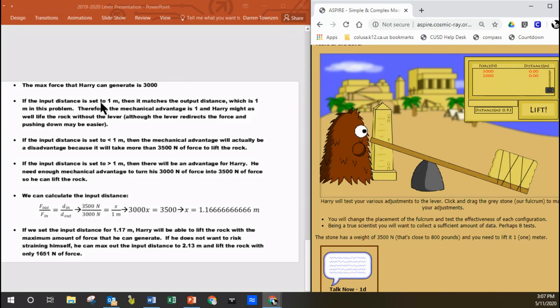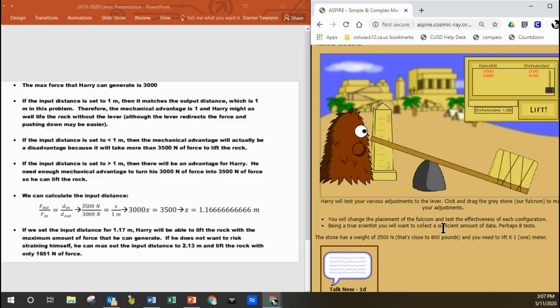If the input distance is set at 1, so I'm going to change the input distance to exactly 1, then it matches the output distance, which is 1 meter on this problem because we're trying to lift the rock 1 meter off the ground. Therefore, the mechanical advantage, if we're doing the mechanical advantage formula using distance, is 1 meter. He's going to push this end of the lever down, and the rock is going to go up 1 meter at this end. So the mechanical advantage is 1 over 1, which really isn't an advantage at all.